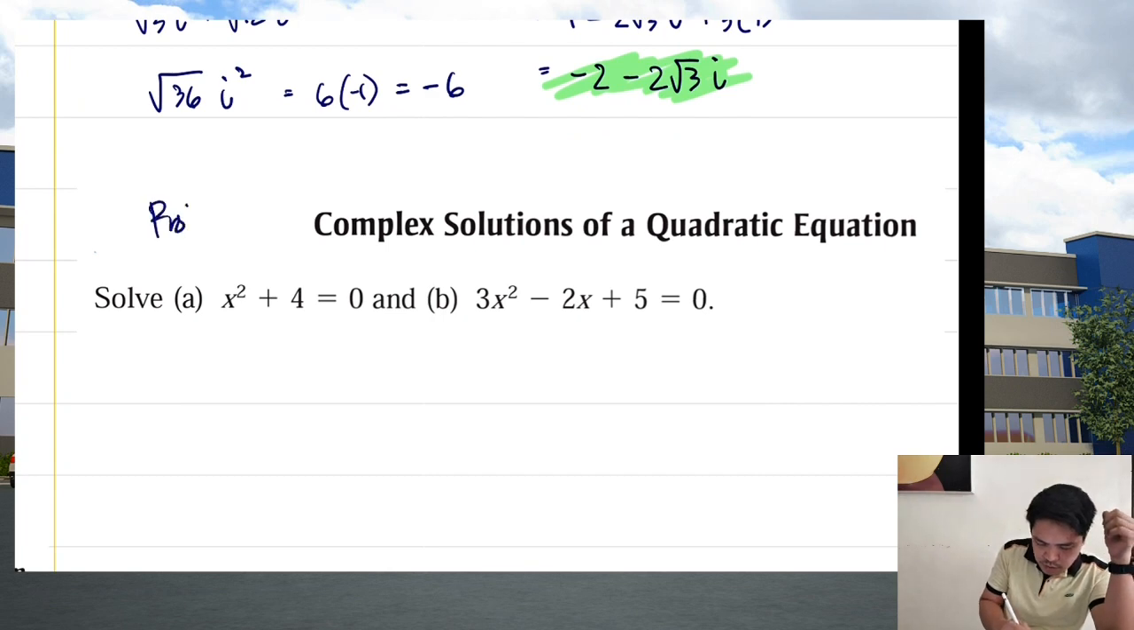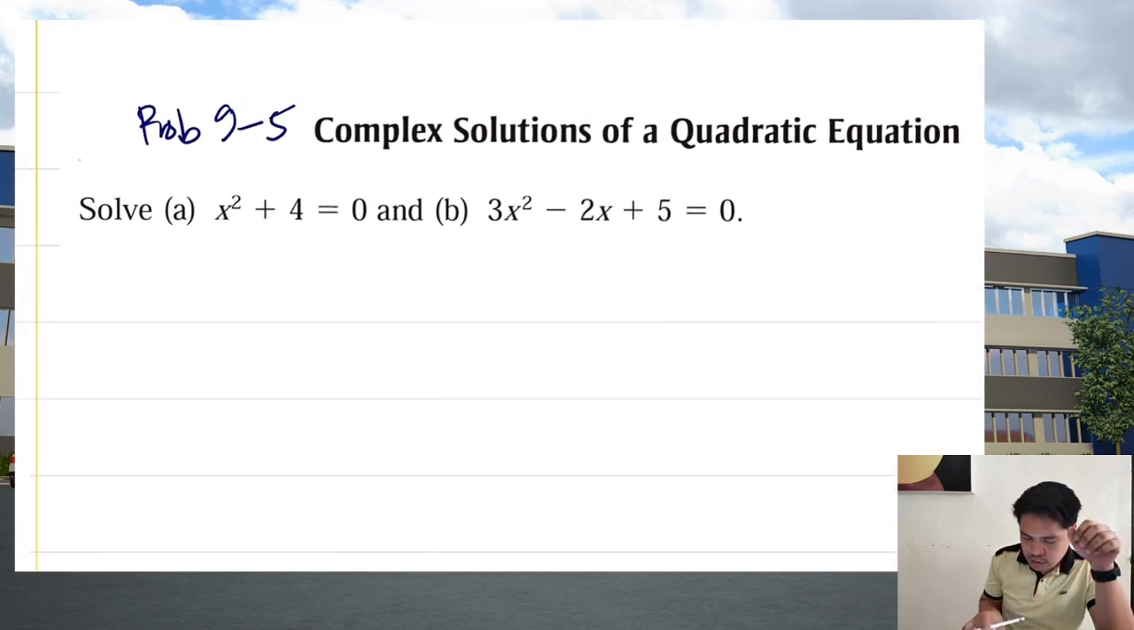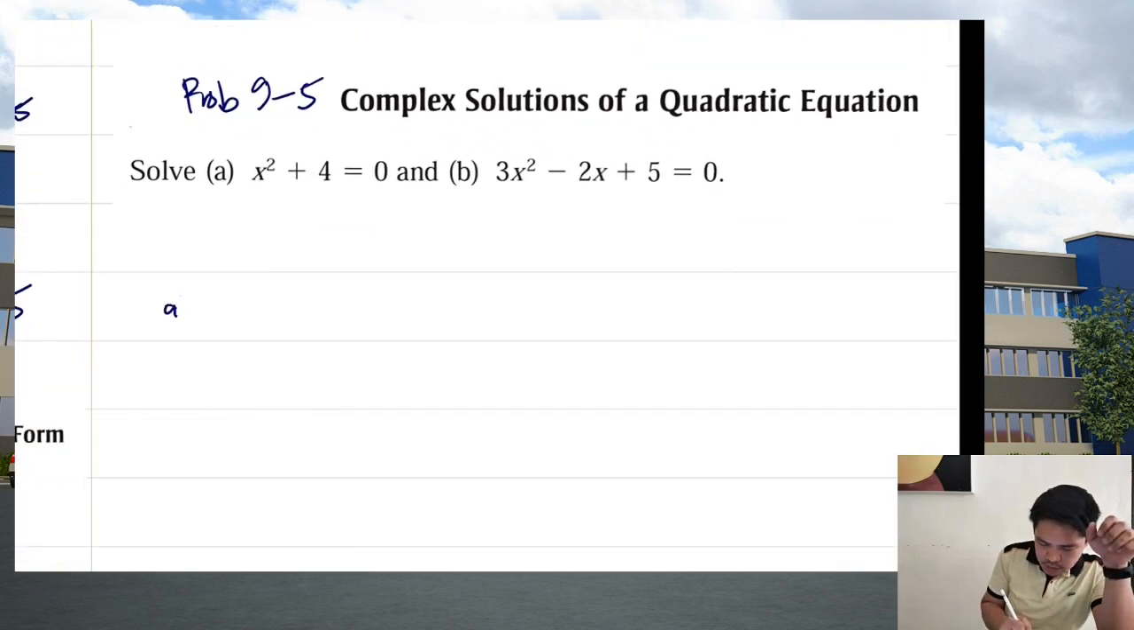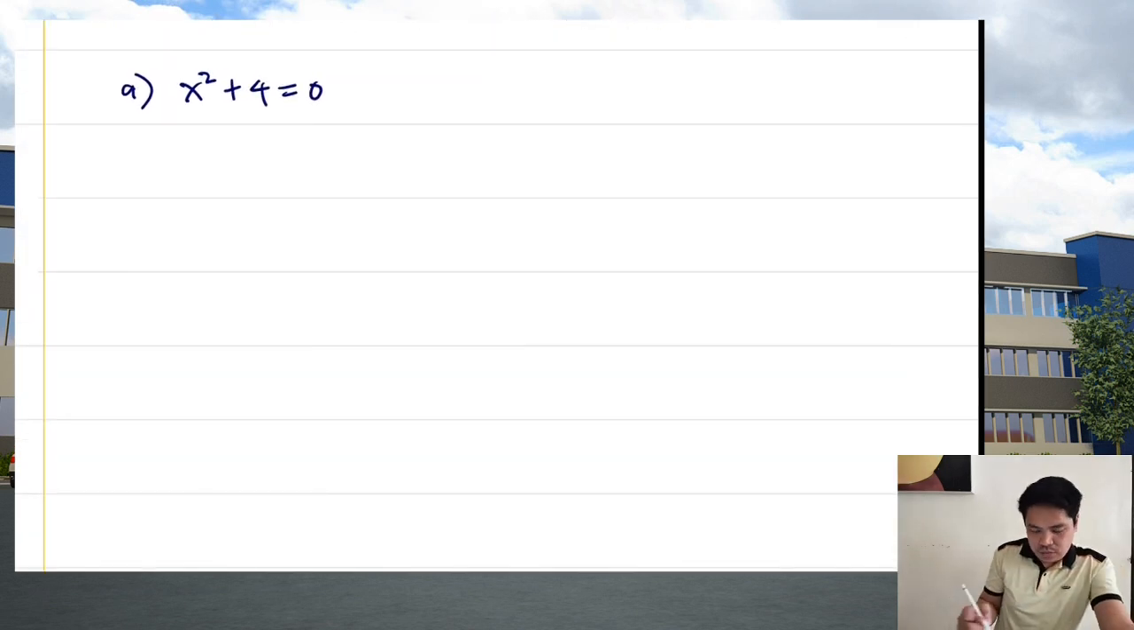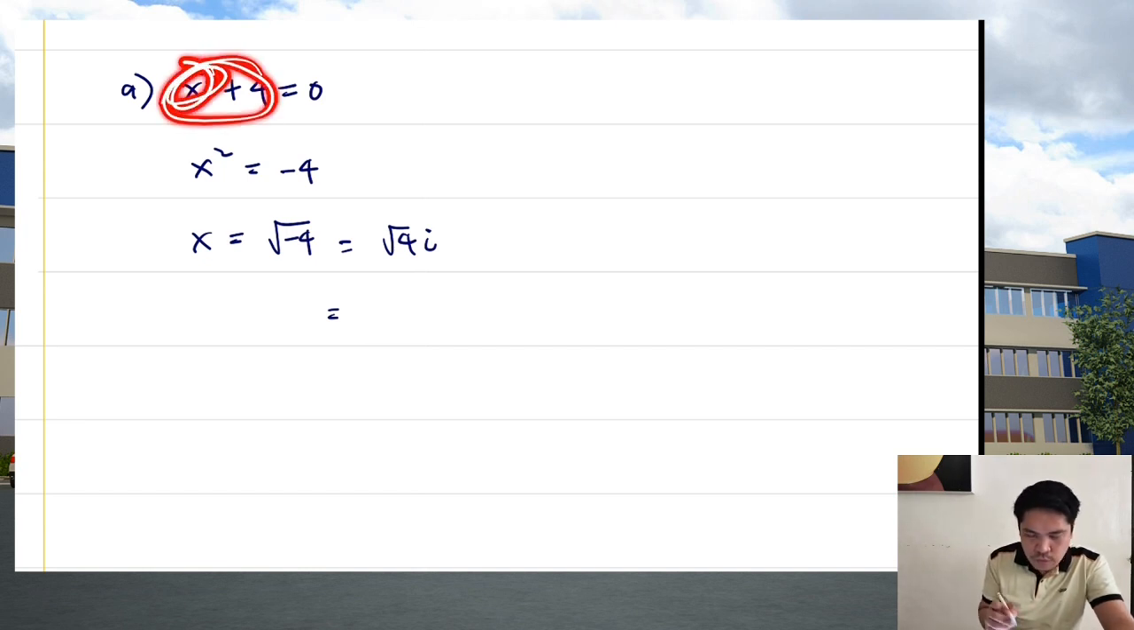Let's call this problem 9-5. Complex solutions to quadratic equation. So for letter A, we have x squared plus 4 equals 0. Of course, solving for x, we don't need to use a formula kasi madali lang naman to. Hindi naman siya trinomial. So we have x squared equal to negative 4 and x is equal to the square root of negative 4. So that would be square root of 4i, right? Or this is 2i, or to be exact, kasi dalawa yung solution niya because this is a quadratic equation, meaning we have two values for x.